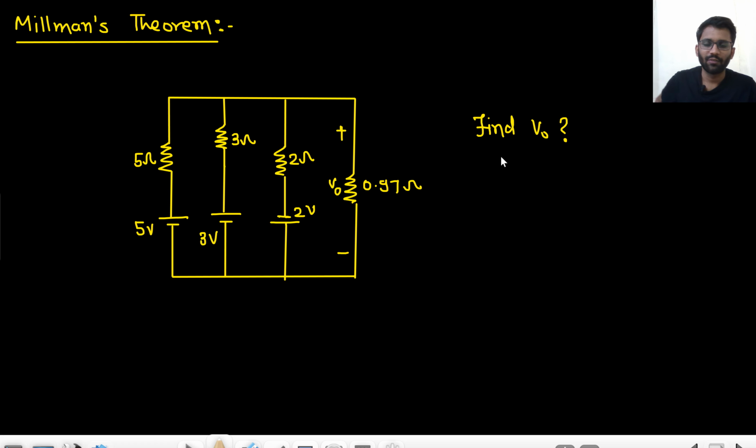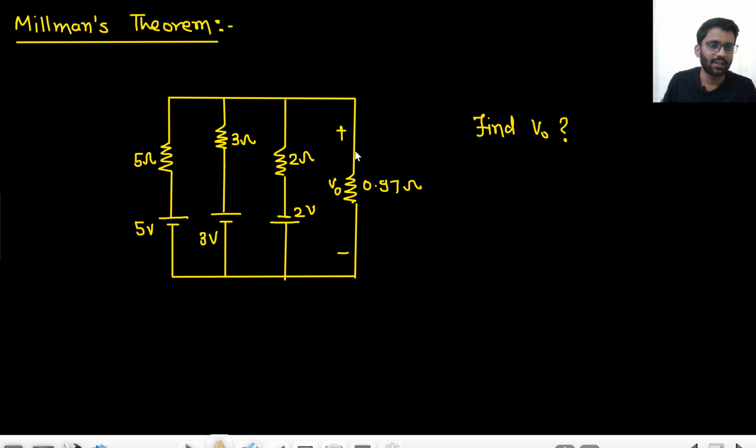Hello everyone. So here we will be seeing Millman's theorem and then we will be solving the assignment. Okay. So just consider it as a question only. Forget about the theorem or anything. Just consider it as a question. So what will be your V naught value? There are multiple ways you can find the V naught value.